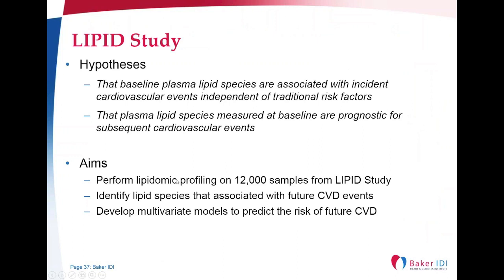Our hypotheses were that the baseline plasma lipids in this cohort would be associated with incident cardiovascular events, and that this would be independent of all those traditional risk factors. And so our aims were then really to perform the lipidomic profiling on our 12,000 samples that we had, identify species that were associated with future cardiovascular events, and then to use those lipids to develop multivariate models to predict future cardiovascular events.